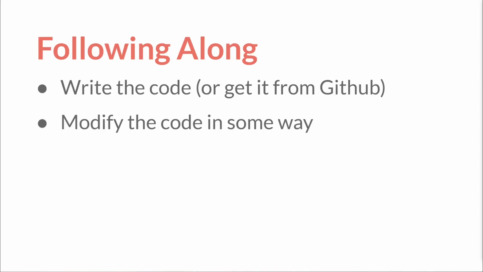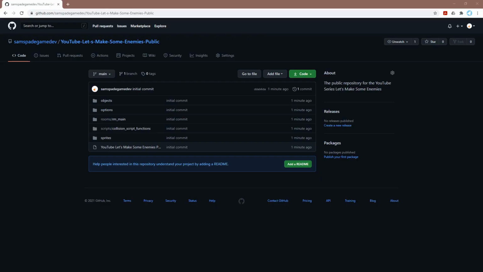Before we jump over to GameMaker to go over project setup, I just want to point out that this series will be a lot more useful if you follow along and engage with it in some way. I strongly recommend writing the code yourself, but you can also get it from GitHub, and there will be a link below for that. But either way, make sure that you take the time to modify that code in some way, even if you change it back.